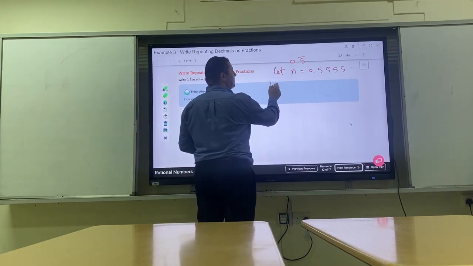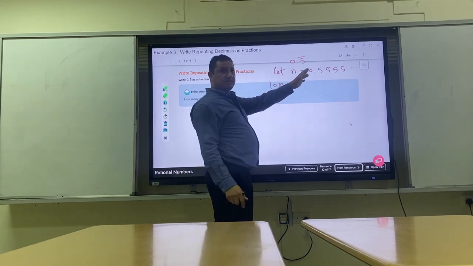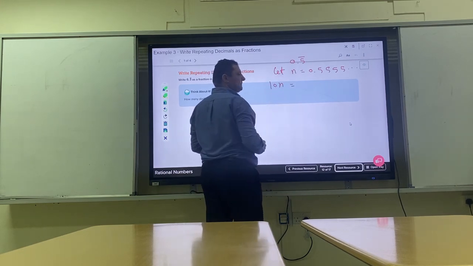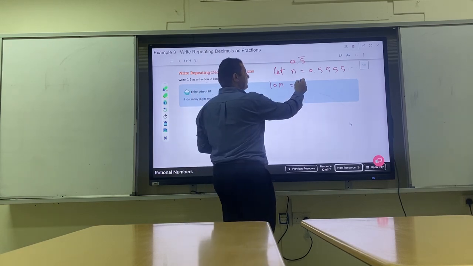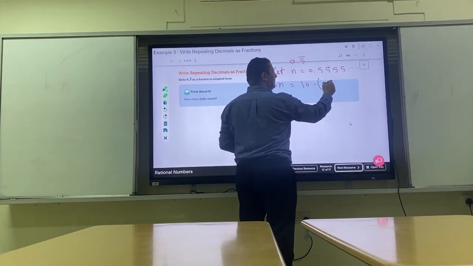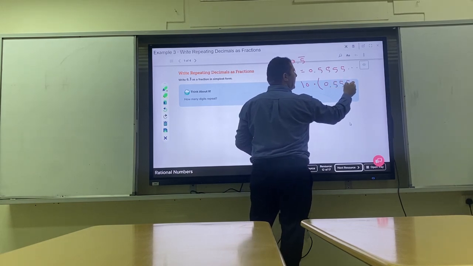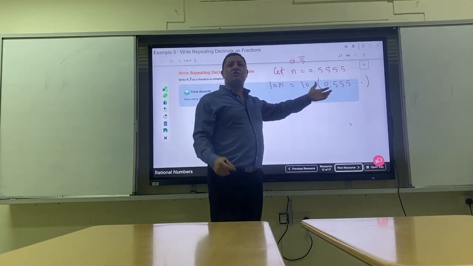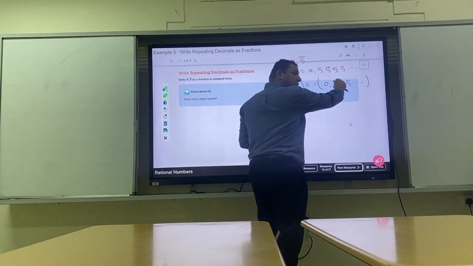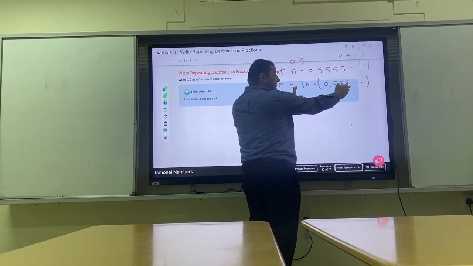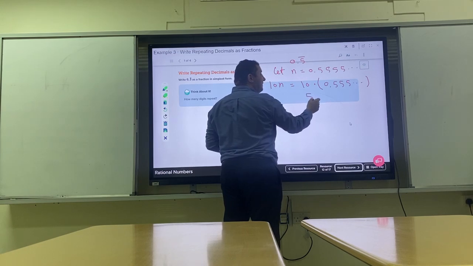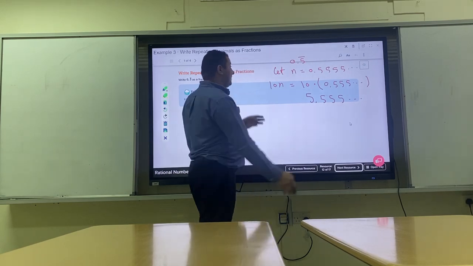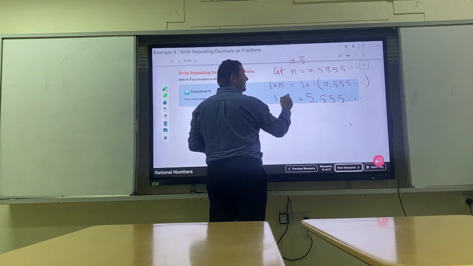And 10n, when I multiply both sides by 10, is the same as 10 times this number, 0.555. Am I correct? And when you are multiplying a decimal by 10, all you need to do is move the decimal one spot to the right. So the second part of the equation turns to 5.555 non-terminating, yes? And the first part of the equation is 10n.